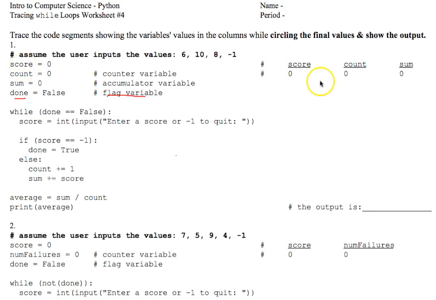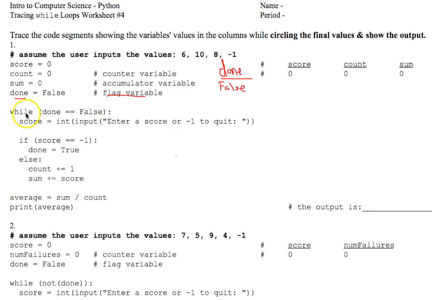Score, count, sum are all initialized to 0 over here. That's nice. This special variable called done, I called it a flag variable unofficially. Instead of setting it equal to 0, I set it equal to the Boolean value False with a capital F. This is Python's way of saying false. I don't have a column for it. I probably should have, but we'll just know that done is equal to False. Maybe I'll write it out here, make a little underscore here, and put the word False with a capital F there just to mark that behind the scenes value that's being stored.